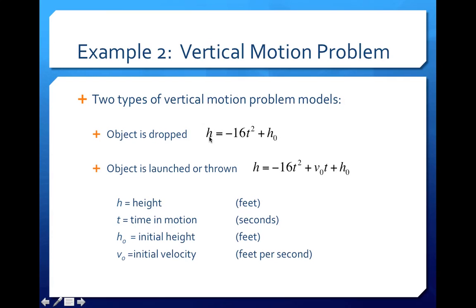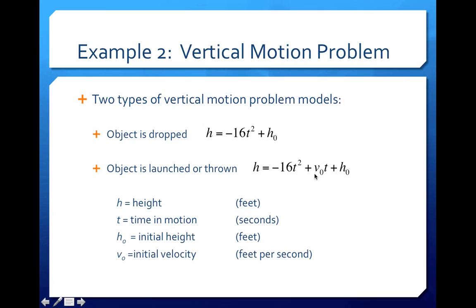Where does it end up? We also have our negative 16 t squared. That negative 16 is a constant value that comes from the gravitational constant. Then we have an h sub 0 as well. So we've got two different h's in these models, and that h sub 0 represents the initial height. So how high above the ground was the object when the whole situation started?